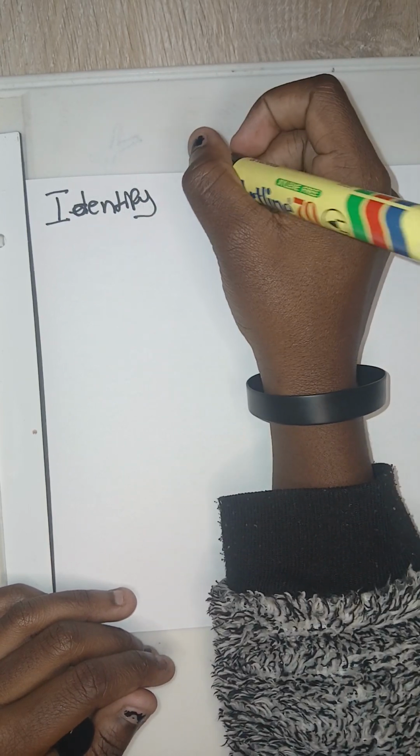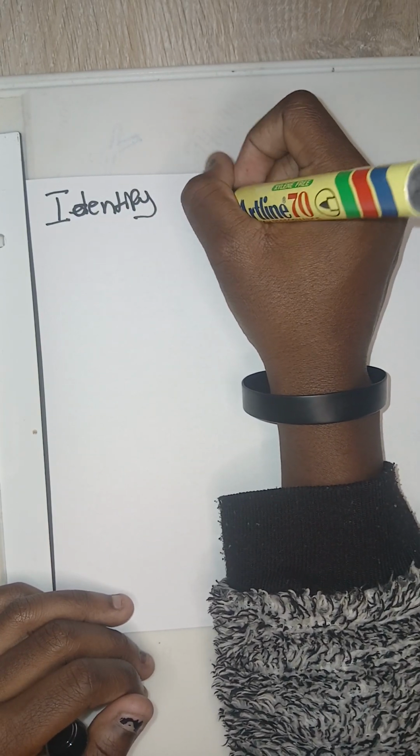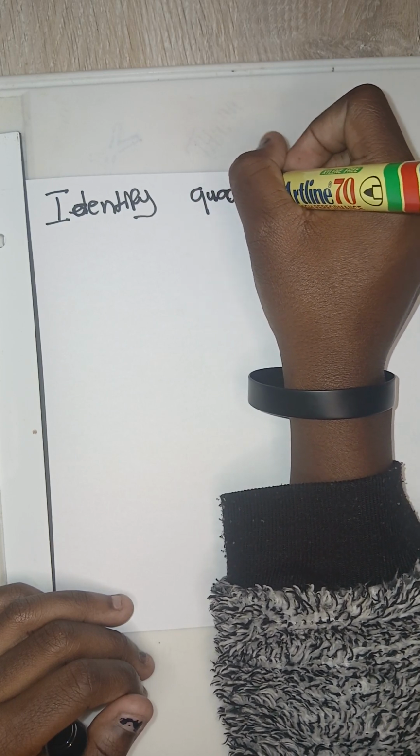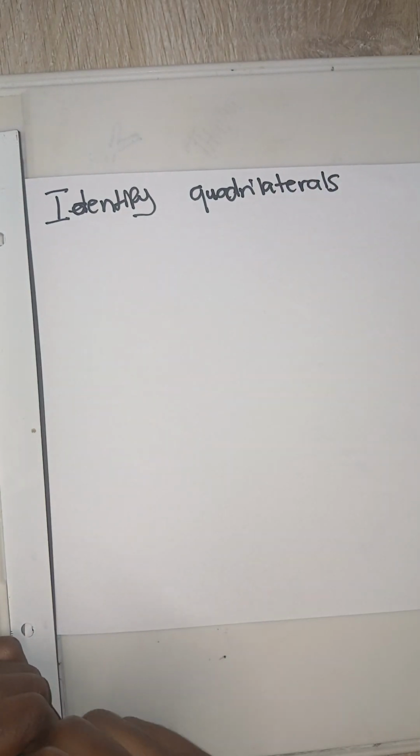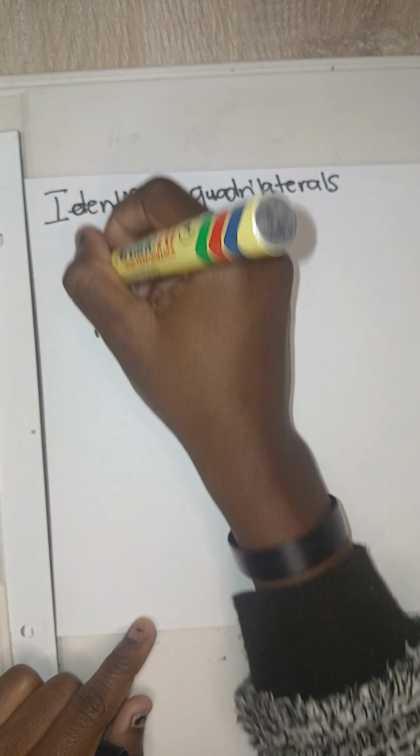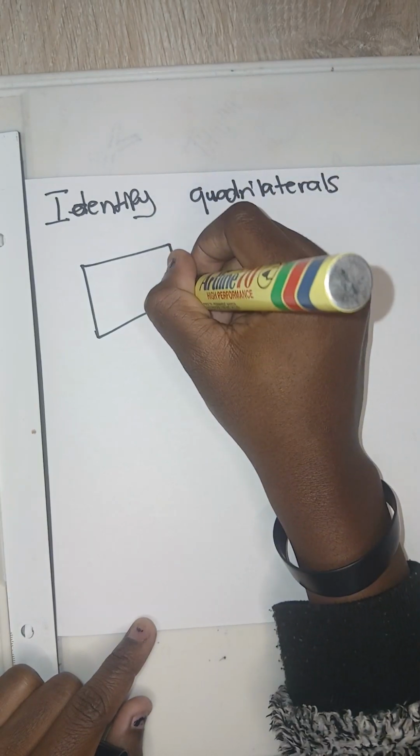Identify quadrilaterals. Classify or identify quadrilaterals. What is a quadrilateral? It's a plane figure that has 4 straight lines joined together to form 4 vertices or 4 corners. This is a quad. It has 4 vertices, 4 lines.